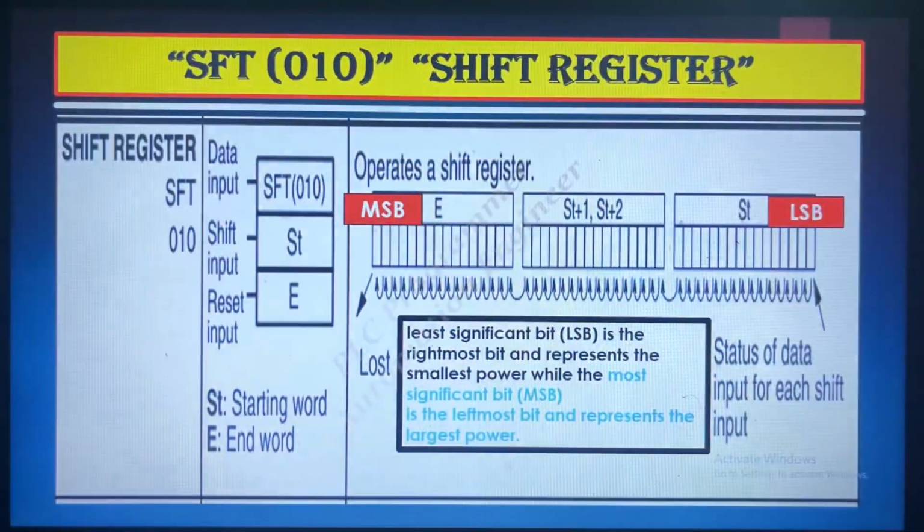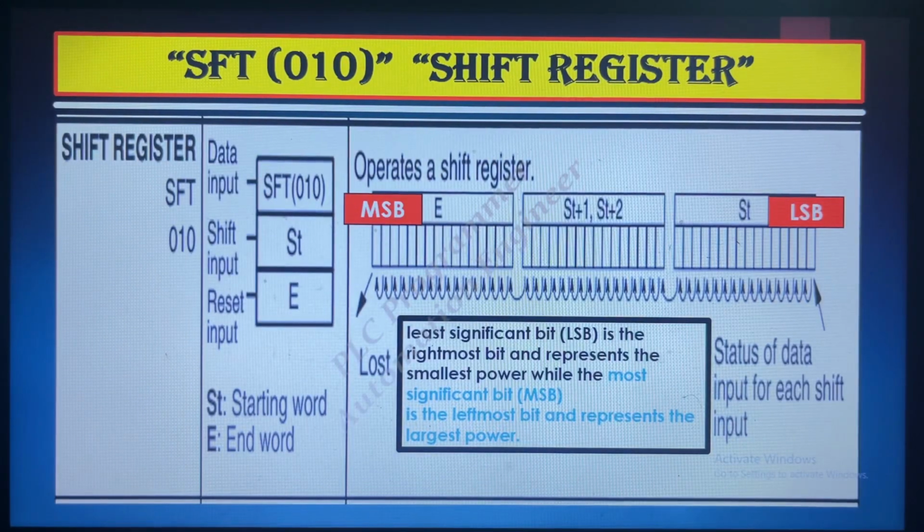Continuing with shift registers, memory functions and the function code SFT or 010, there are three inputs: the data input, the shift input, and the reset input. The shift input is called ST. ST is the LSB. LSB is the least significant bit.